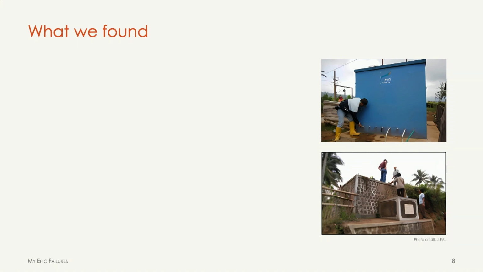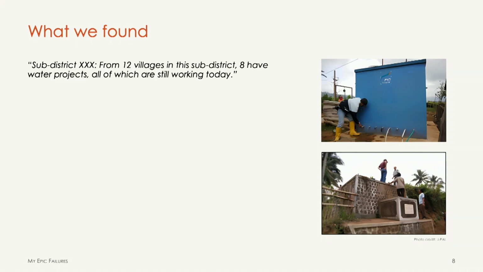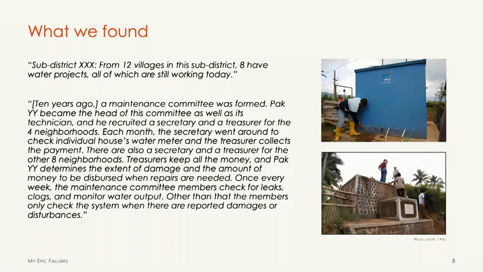Here are some examples of some water projects. The first place we went, of the 12 villages in this subdistrict, 8 of them had chosen to build water projects, and they all work. No problem. So maybe we couldn't really find a problem. In the second one, we went and said, well, gee, why are they working? And we did a lot of qualitative research. I'm not going to detail this at all, but I dug this up from my field notes.